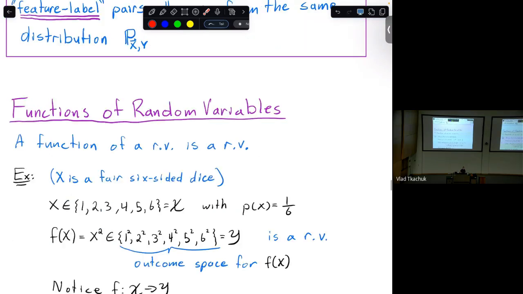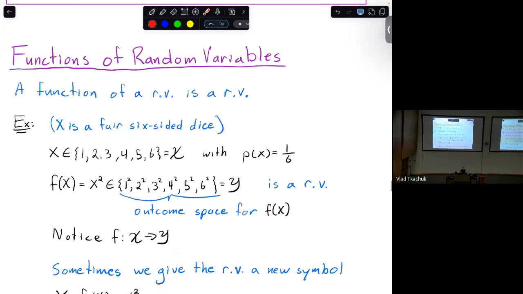So how does this work with, once again, simple examples? A function of a random variable is a random variable. Let's see this with a fair six-sided dice. We write this as: you have this random variable x representing the random roll of your dice, with outcome space 1 to 6.